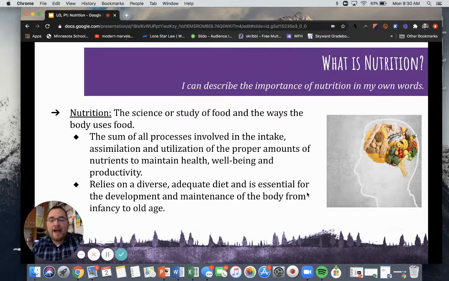Nutrition is broadly defined as the science or study of food and the ways that the body uses that food. The sum of all different processes involved in the intake, assimilation, and utilization of the proper amounts of nutrients to maintain health, well-being, and productivity is another way to look at nutrition. And nutrition isn't just what we eat. It is an entire process from the minute we intake the food to the minute it is excreted from our body. Nutrition relies on a diverse, adequate diet and is essential for the development and maintenance of the body from infancy to old age.